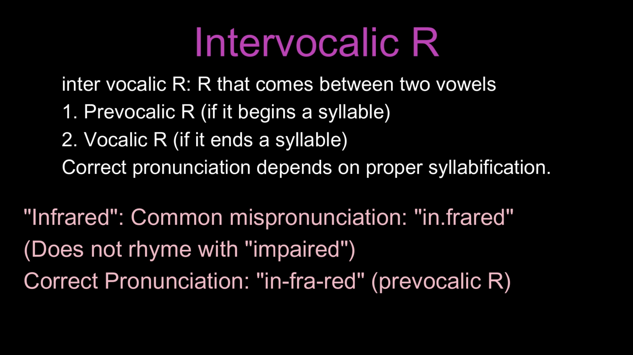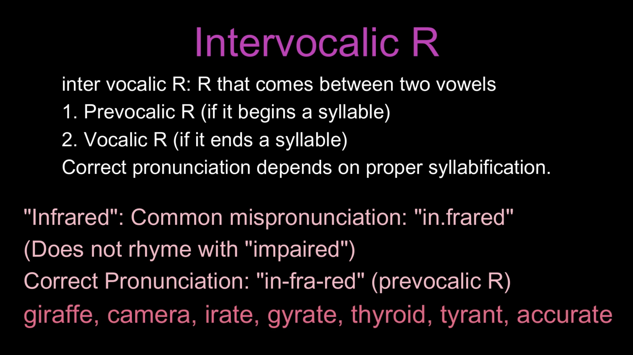These are some more example words where R comes between two vowels and is the beginning sound of a syllable, so it is pronounced as a consonant R sound. Giraffe, camera, irate, gyrate, thyroid, tyrant, accurate.